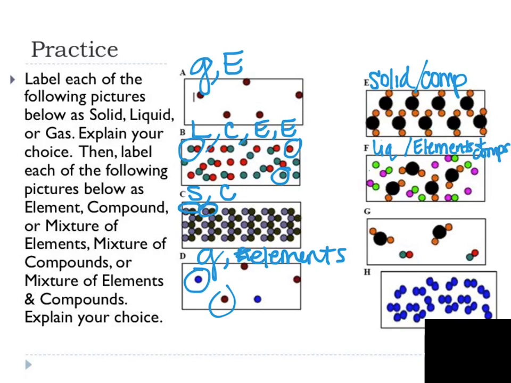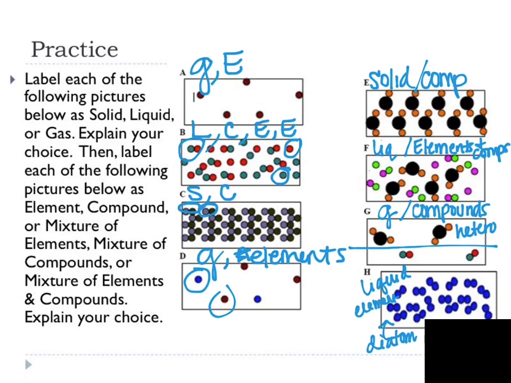What about G? It's a gas, and it's composed of compounds. We could probably put a line right through there, so we could probably say it is heterogeneous. And what about H? Last one. It is a liquid. And Doy says element, and Doy would be right. What type of element is that? A diatomic.